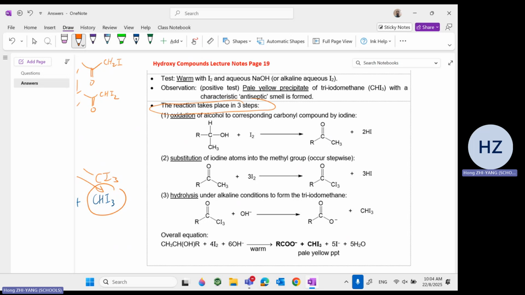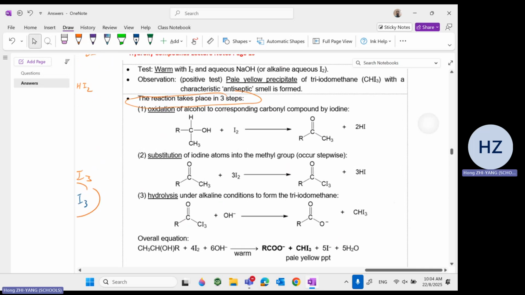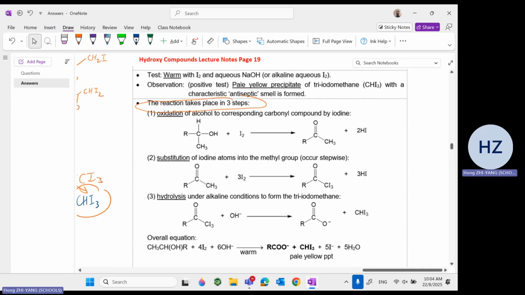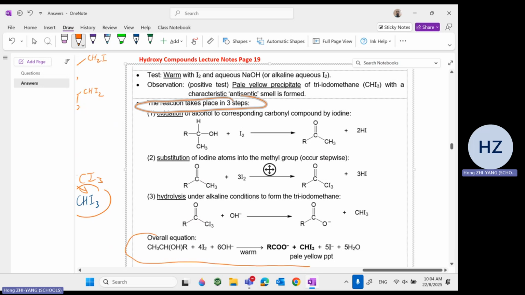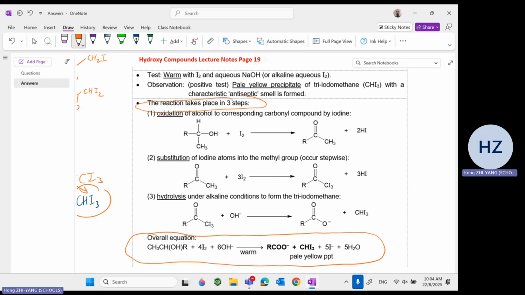Yeah, I see some of you reading it. Okay, now, not just that. There was a year which is a bit on the unfair side. They asked for the overall equation. So you need to know the balance also.